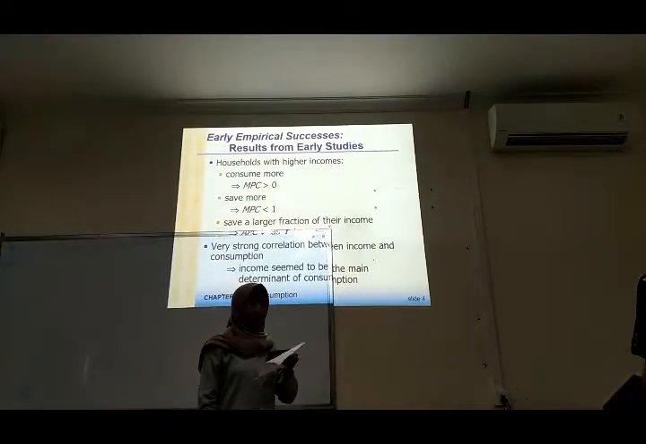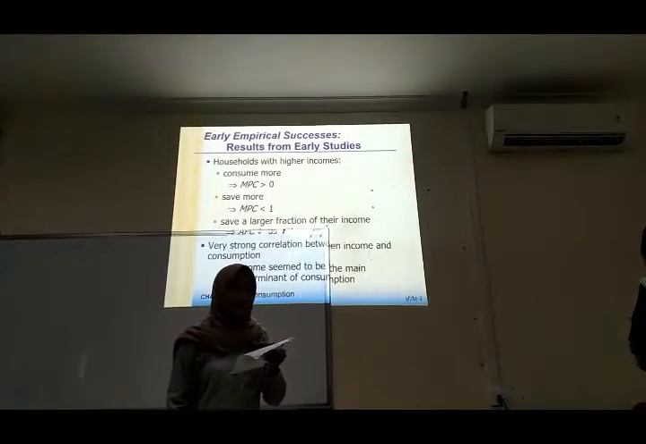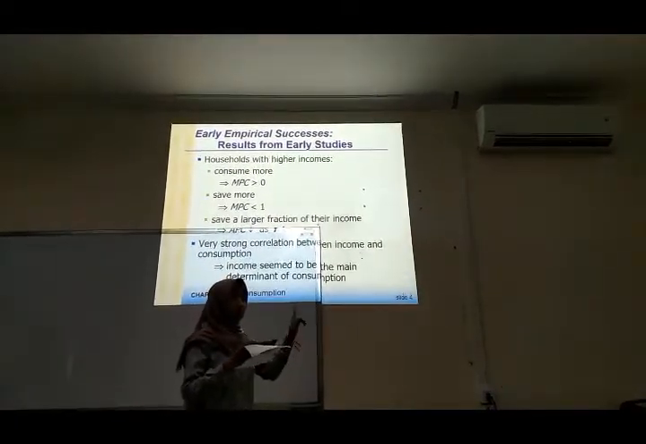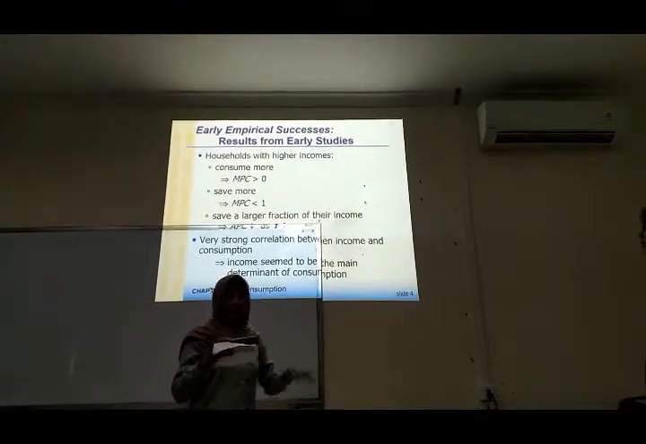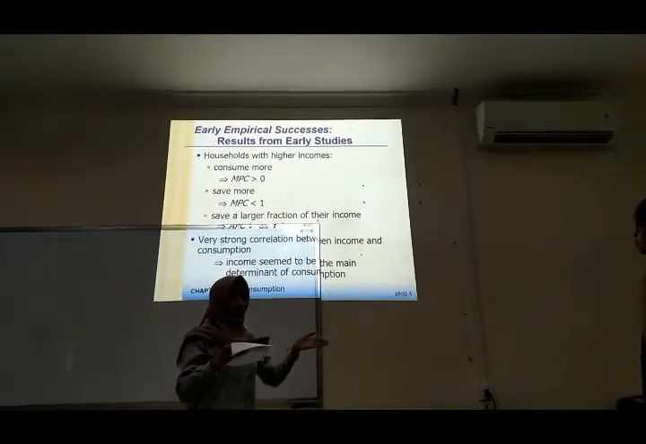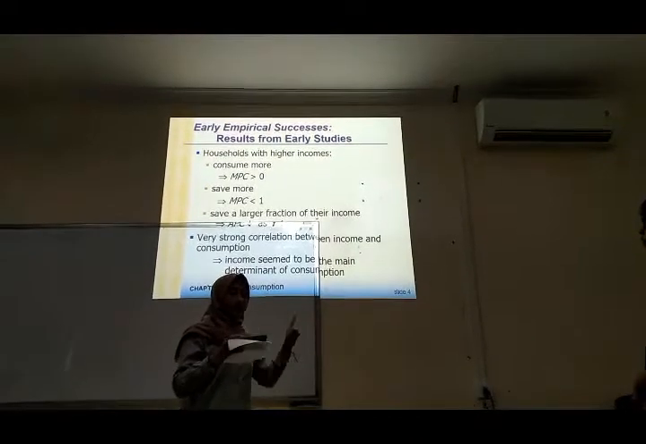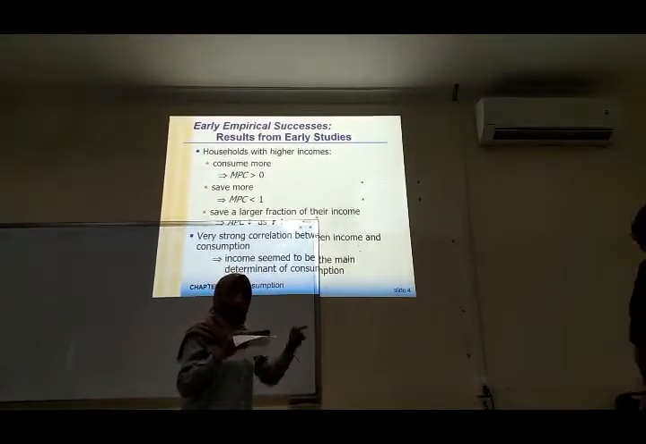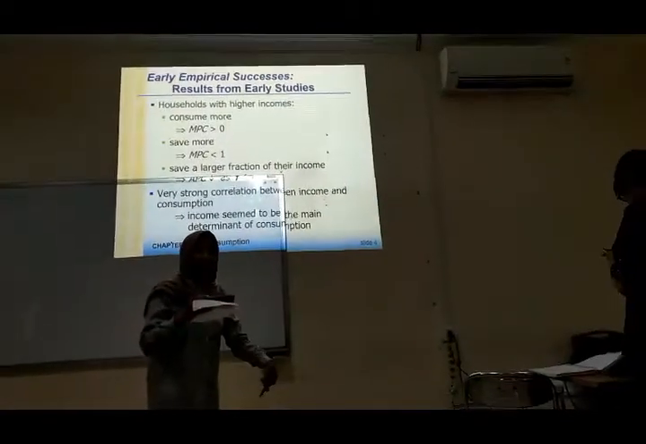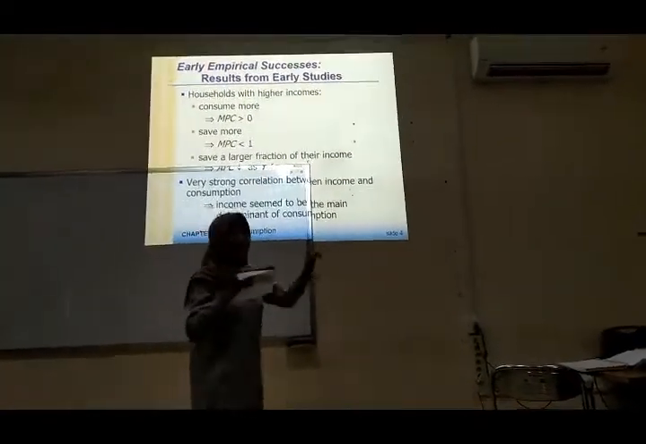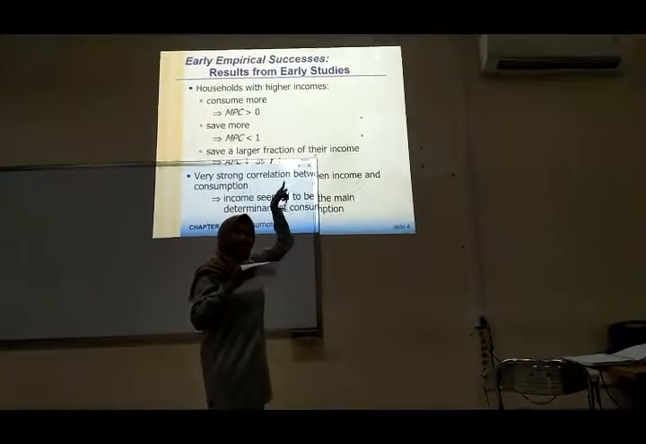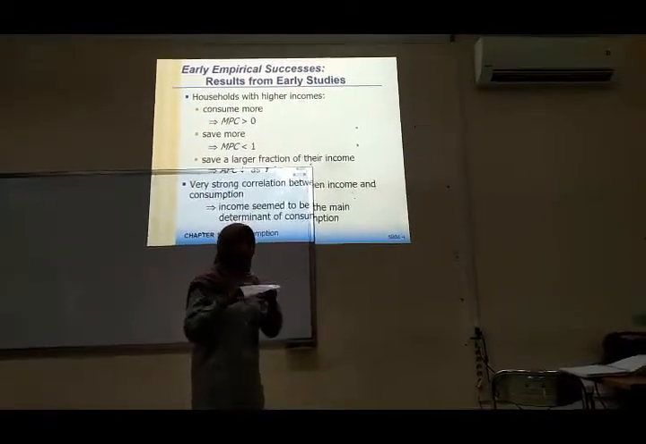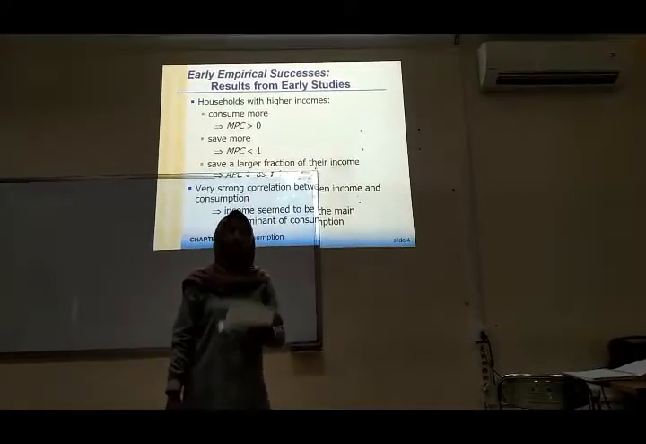Households with a higher income consume more. If you want to consume more, the MPC must be more than 0. If you want to save more, the MPC must be less than 1. If households save a large fraction of income, APC decreases as Y increases. There is a relation between income and consumption. Income seems to be the main determinant of consumption.